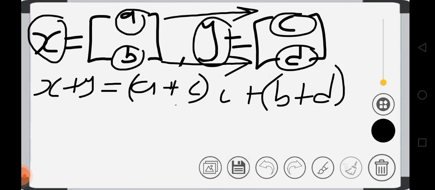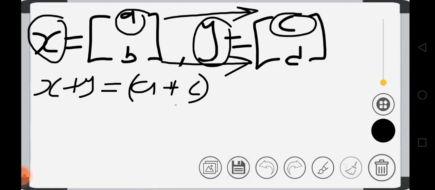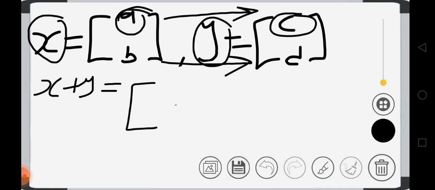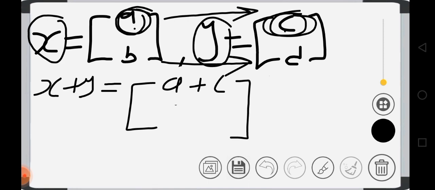Or you can also do it this way, just as it was given in the question. You add this to this. It's a plus c. Then close it. B plus d, that will be b plus d. You can also do it that way. It's also possible. So this will be the answer. It's as simple as that.